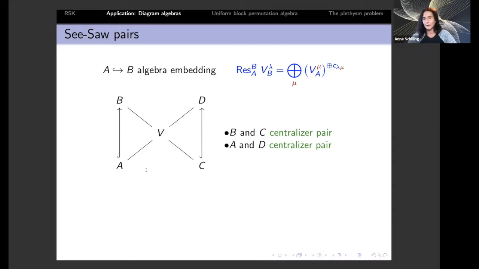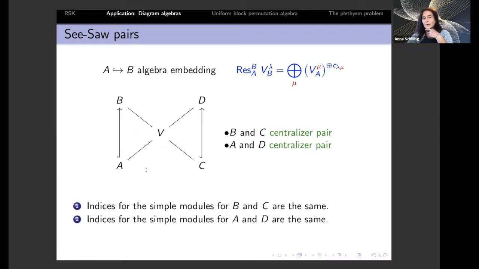Then, for example, in the book by Goodman and Wallach, it's shown that the indices of the simple modules for B and C are the same, and the indices of the simple modules for A and D are the same. So in particular, if you have such a seesaw pair, and you know this decomposition, you will also know how to restrict an irreducible of the algebra D to the algebra C, because these coefficients will turn out to be the same. And the indices of the modules are also the same.